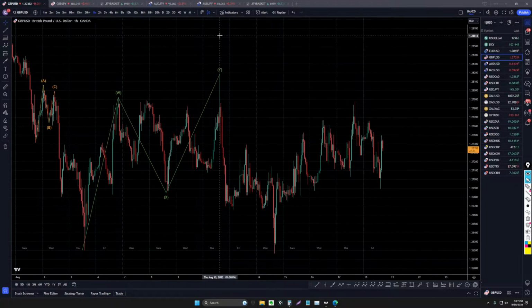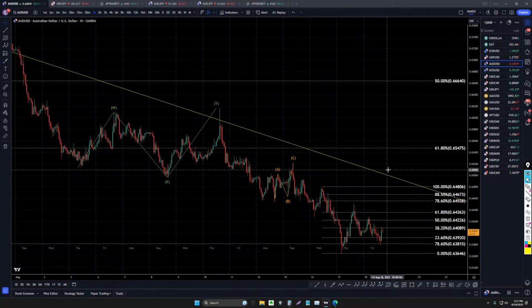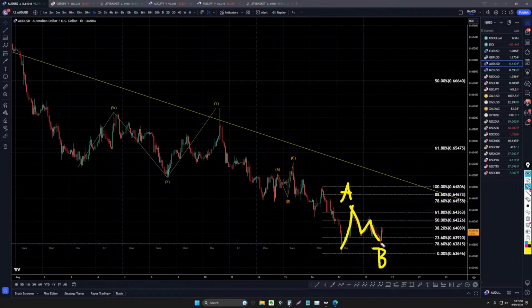So definitely doing that. And Aussie dollar. Oh wow, yeah, Aussie dollar looks pretty nice also. Look at that. Impulsive up, wave A. 1, 2, 3 ways down, wave B. We're probably in a wave C right now. Probably going to go back up to retest the 61 or possibly the 78% before it continues the downtrend.